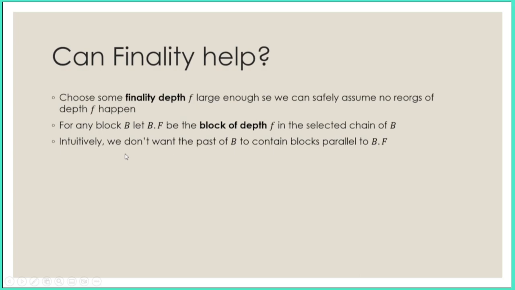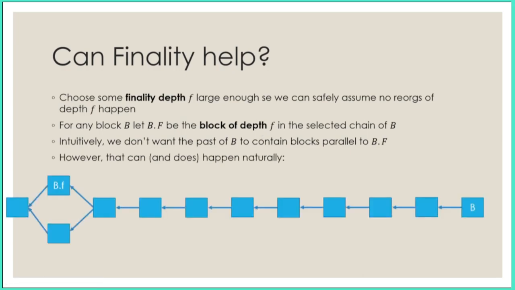So the intuition is that we say, okay, if we look at this BF, we don't think that there should be any blocks parallel to it. But that's not quite correct, right? Say we have this block B, and we go down here and say we have this split, and one of these blocks is going to be in the selected chain and the other one is not. And this happens all the time, right? You see this kind of formation in KGI all of the time.